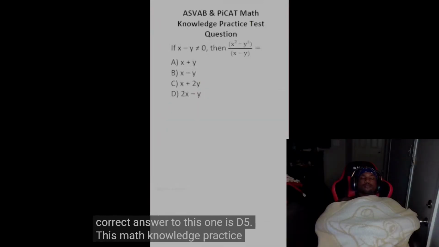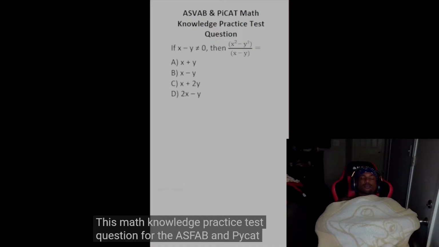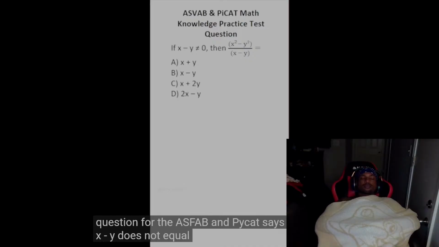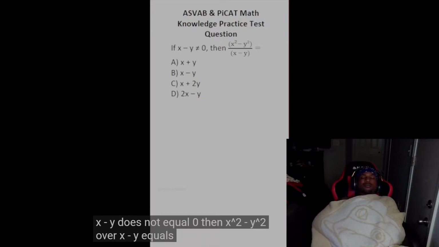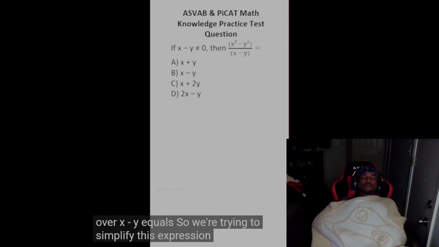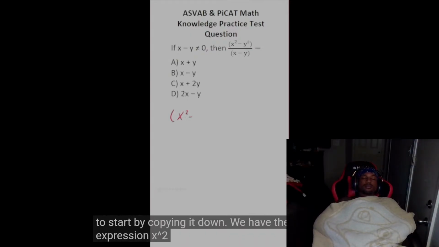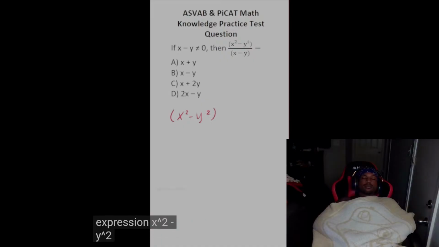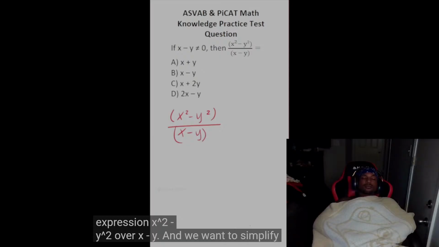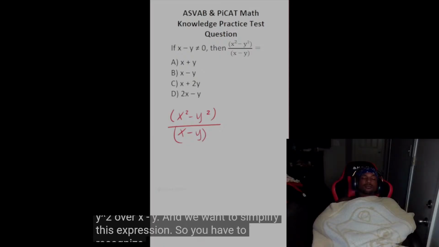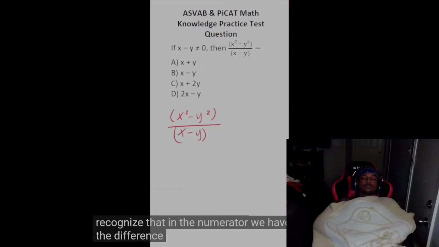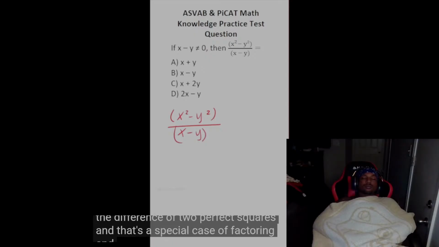This math knowledge practice test question for the ASVAB and PiCAT says if x minus y does not equal 0, then x squared minus y squared over x minus y equals. So we're trying to simplify this expression here. I'm going to start by copying it down. We have the expression x squared minus y squared over x minus y, and we want to simplify this expression. So you have to recognize that in the numerator we have the difference of two perfect squares, and that's a special case of factoring, and it's this case.